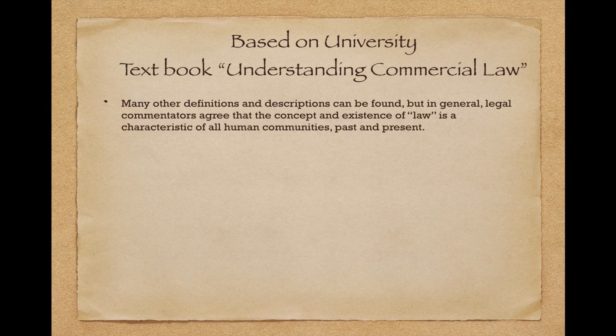Many other definitions and descriptions can be found, but in general, legal commentators agree that the concept and existence of law is a characteristic of all human communities, past and present. This has been going on for thousands of years, folks. We have now luckily reached the age of enlightenment, and we're finding out all the things. Look, I couldn't have found out the things I'm finding out now 5 years ago. The internet is bringing everything out, and hopefully this will raise your awareness to a higher level.